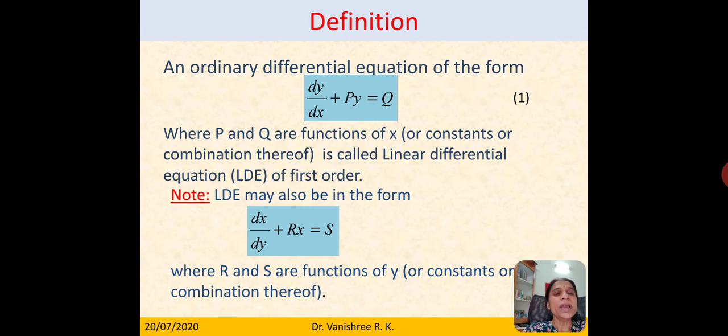R and s may be functions of y, or constants, or a combination thereof. As I told you in equation 1, r and s both may be functions of y, both may be constants, or one, r, is constant and s is a function of y, or s is constant and r is a function of y. Any one of these combinations is possible.